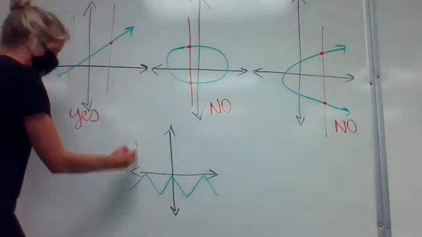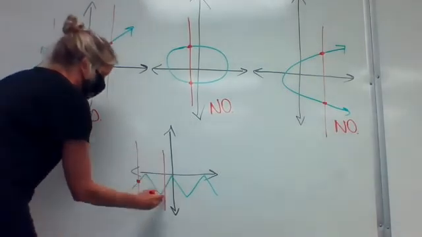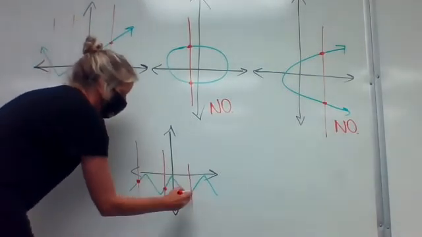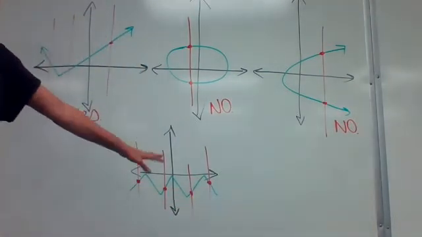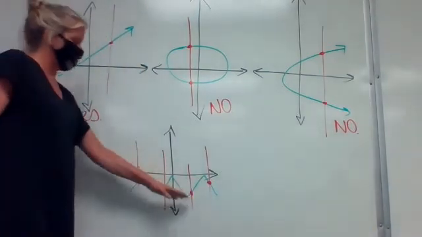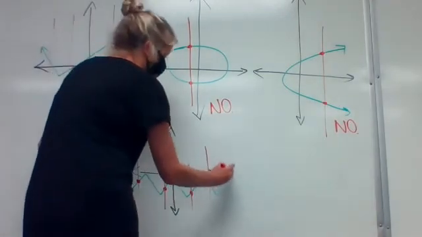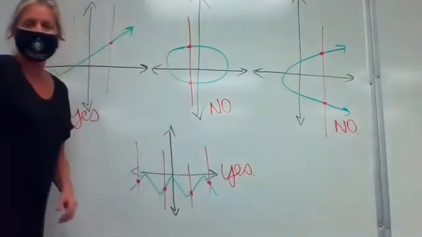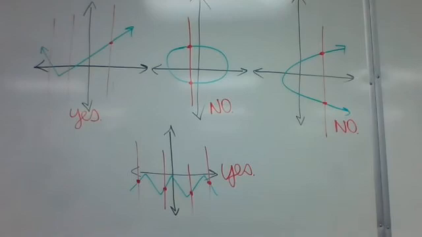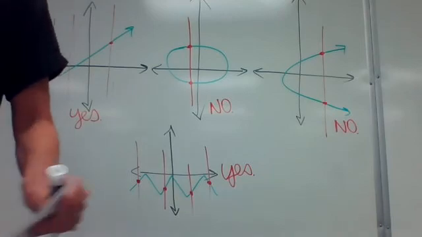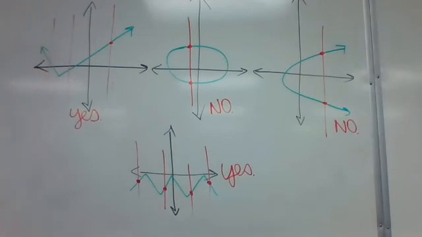What about this one though? Only touches it once. Only touches it once. Only touches it once. There's not anywhere I can draw a vertical line on that shape and touch this up and down graph more than once. So that one, yes, that is a function. All right, I wanted to get those in because that was something that you hadn't seen before.